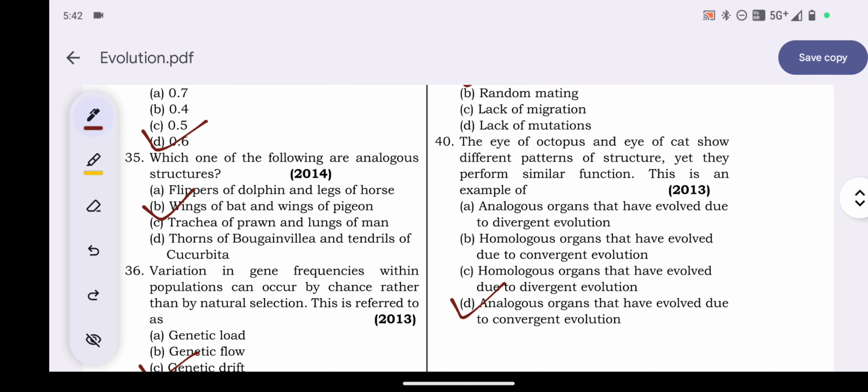So this is your explanation, and with this we have completed 40 questions of chapter evolution, which came in the previous year papers. This video will help you for the preparation of your NEET exam, which will appear next year, that is 2025.